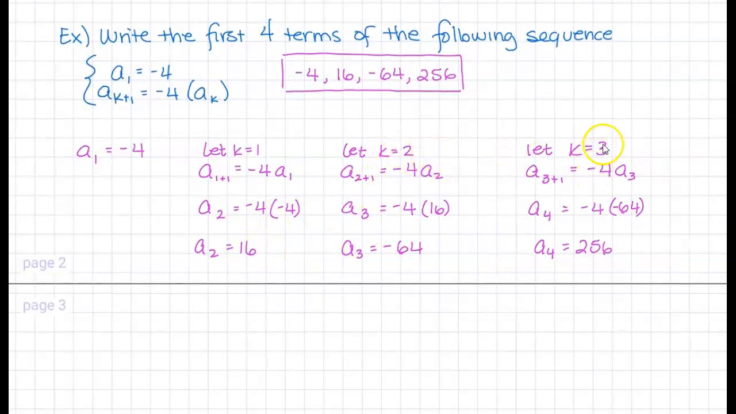Let's just jump here. To find the fourth term, if I let k equal 3, then I'm going to have a sub 3 plus 1, which is a sub 4. And that's going to equal -4 times a sub 3. So I let this k equal 3 and that k equal 3. So now I know the fourth term is just -4 times the third term, which was -64. And I get this. So you can work it out the long way, but you don't have to. That's nice.